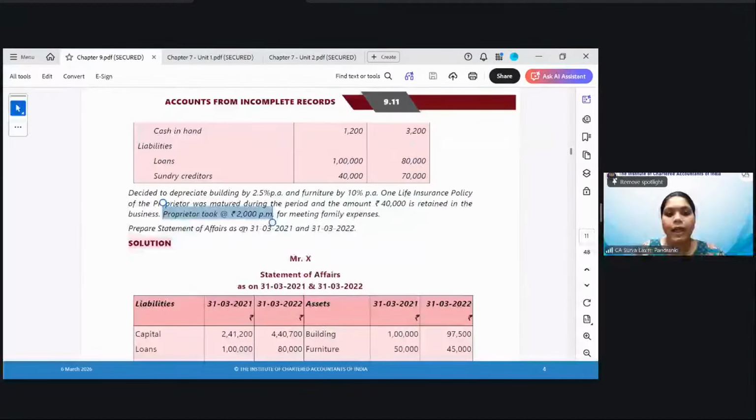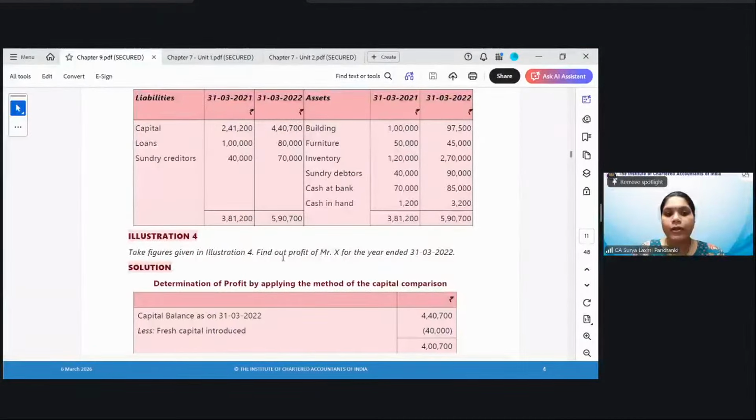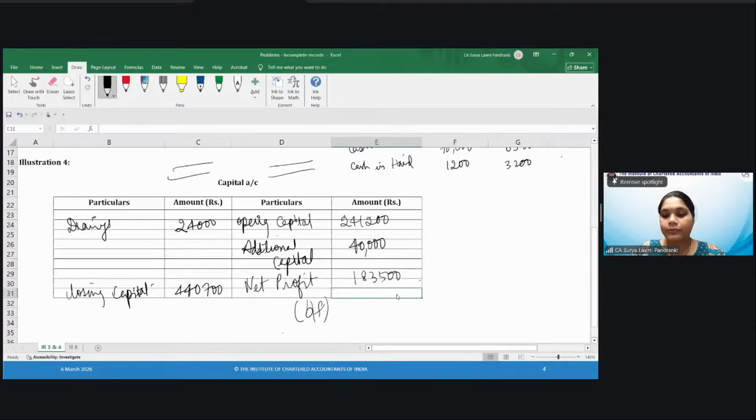So they asked for calculating the net profit. How will you find out the profit? Since we cannot prepare a P&L statement, we are using the reverse method of using the capital account as a base, and we have done the net profit calculation. Clear? This is one such thing that we do in incomplete records. When information is missing, most of the things we try to pick as a balancing figure and start doing the other calculations. Okay.